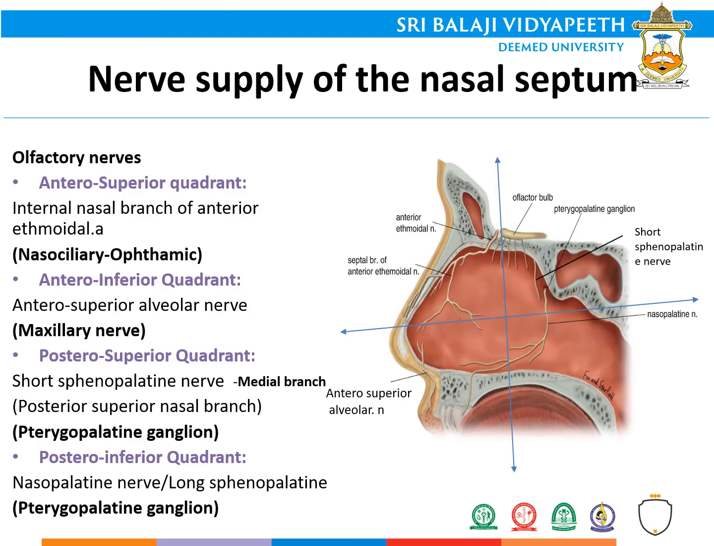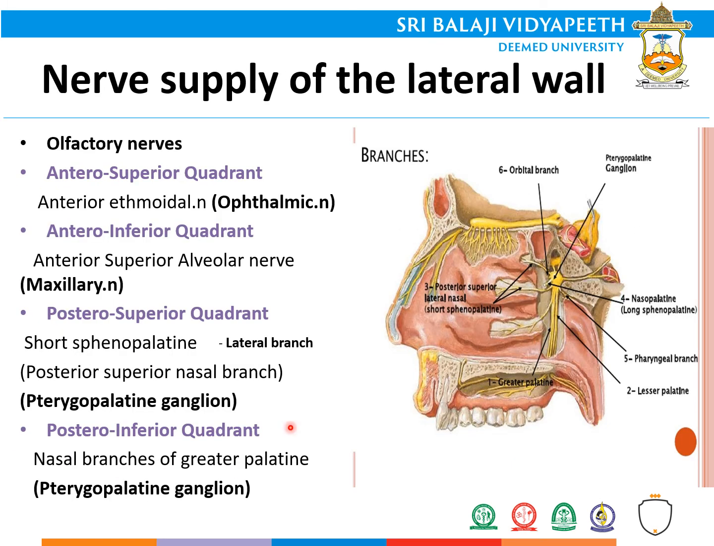Posterior inferior quadrant is supplied by the nasopalatine or the long. Here, do remember that it is supplied by the greater palatine nerve, which is again a branch of the pterygopalatine ganglion.